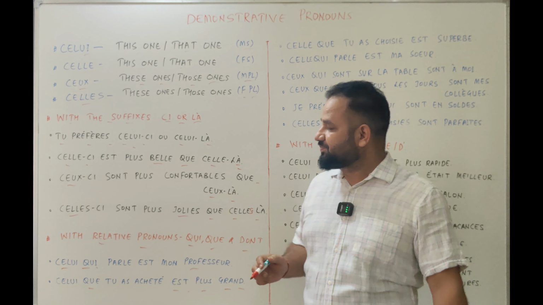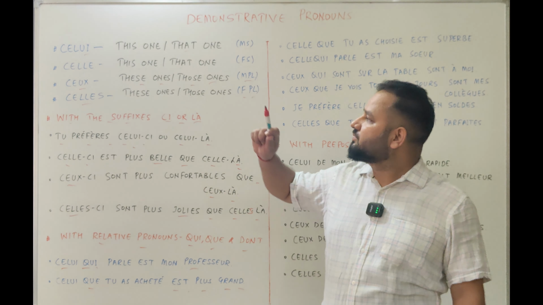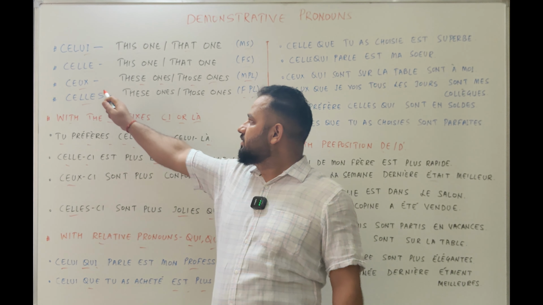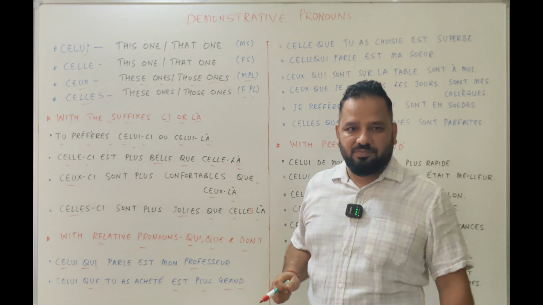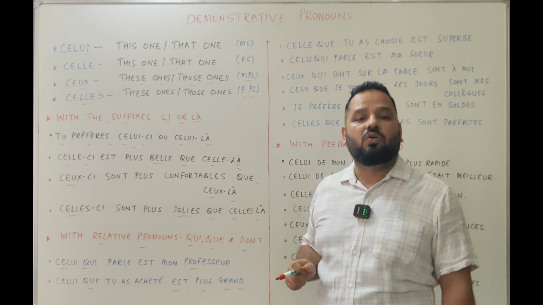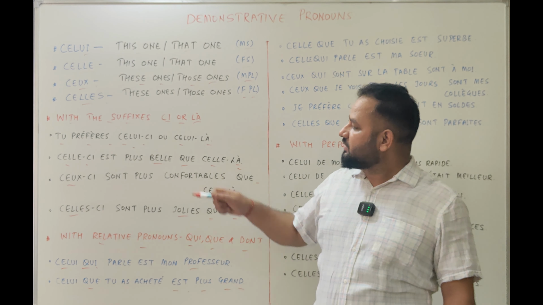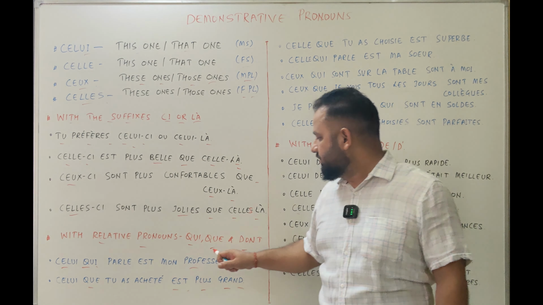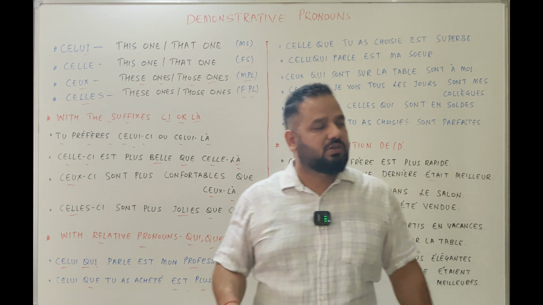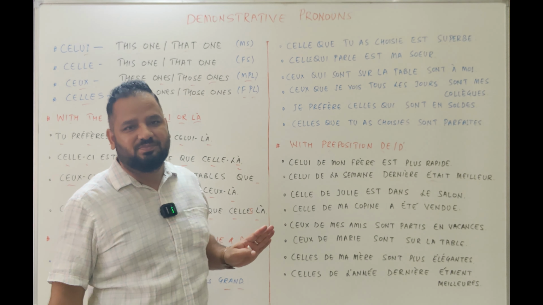So let's have a recap. There are four demonstrative pronouns: celui, celle, ceux, and celles. Masculine, feminine, masculine plural, and feminine plural. Then they come with the suffix ci or là because they cannot stand alone. Then in the second part we discussed when they come with the relative pronouns qui, que, and dont. Then in the third part we discussed when they come with the preposition de.